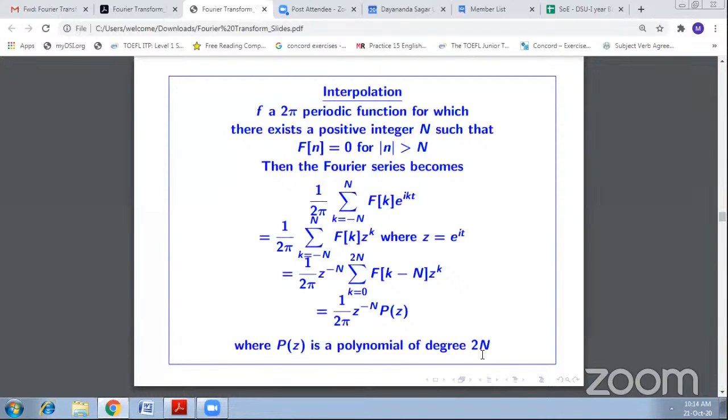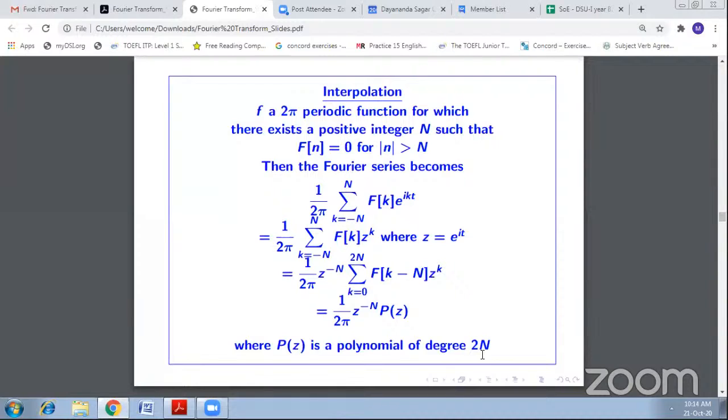Now I'll write e to the ikt as z to the power of k, where z is e to the power of it. The lowest term is z to the power of minus n. Pull it out, then all will be positive powers. You will get a polynomial of z with order 2n. So the Fourier series simply represents the function f as a polynomial in the variable z, where z is e to the power of it. This polynomial is degree 2n.